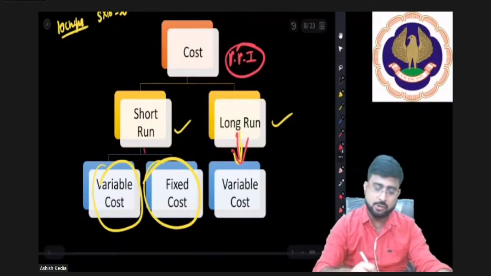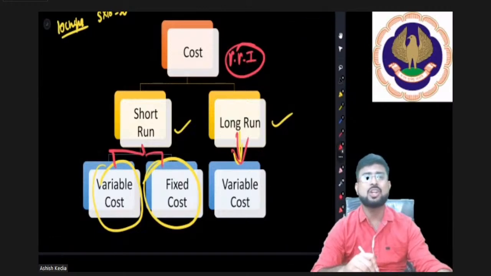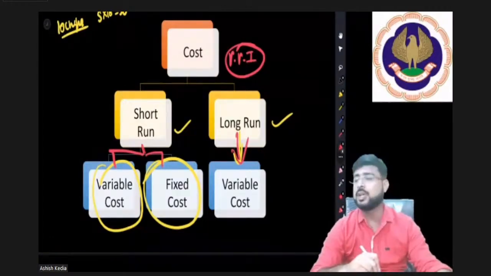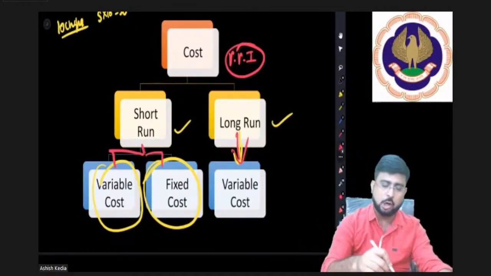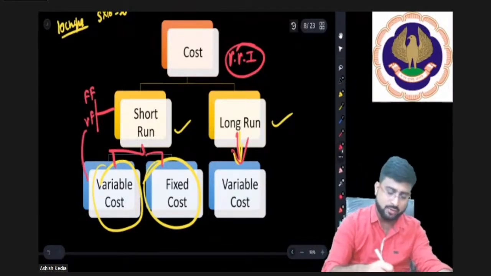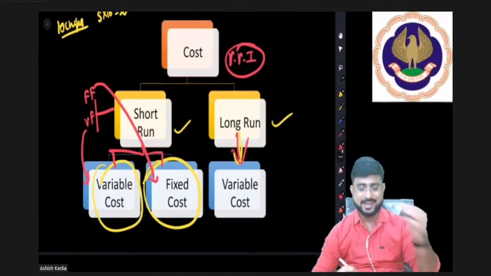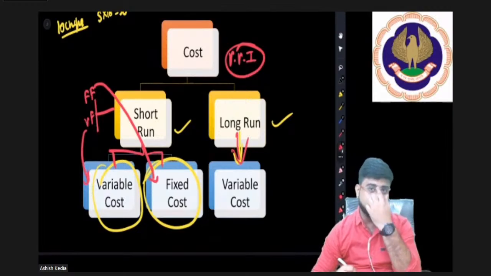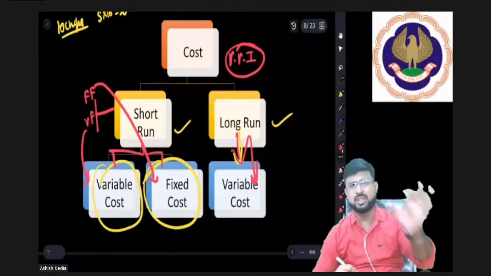In the short run, you're talking about both the costs, fixed and variable. In the long run, you're only talking about variable costs. Why? Because in the short run, how many types of factors of production do you have? Fixed factor and variable factor. So the cost on the variable factor is called variable cost. The cost on the fixed factor is called fixed cost. But in the long run, all factors of production are variable. So all the costs in the long run are variable cost. Is this much clear?